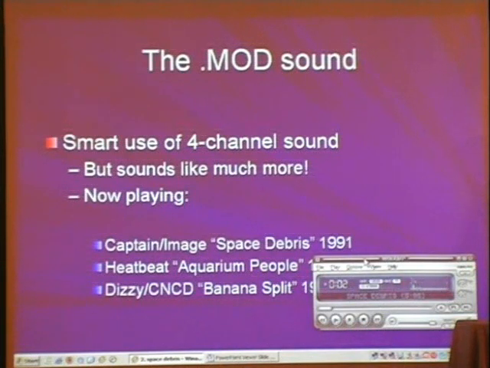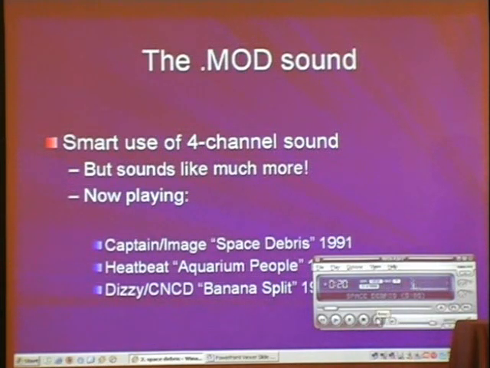This would be Space Debris from 1991. I forget what demo this was in. Maybe someone can remind me. Trickster. Was it not? I could have sworn this was in some Amiga demo. Okay.